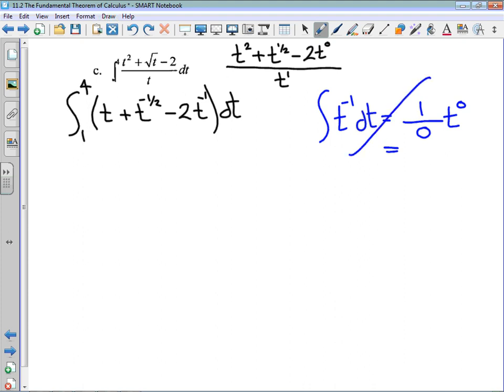And I really want to stress that if you have the integral of t to the negative 1 dt, this is equal to the natural log of t plus a constant. And that is one that is on your formula sheet. It is just often overlooked by students.